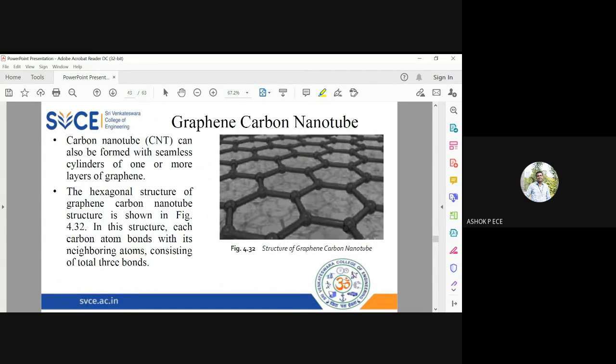So this is how you can see it is fabricated. CNT can also be formed with seamless cylinders with one or more layers of graphene. The hexagonal structure of graphene carbon nanotube is shown here.